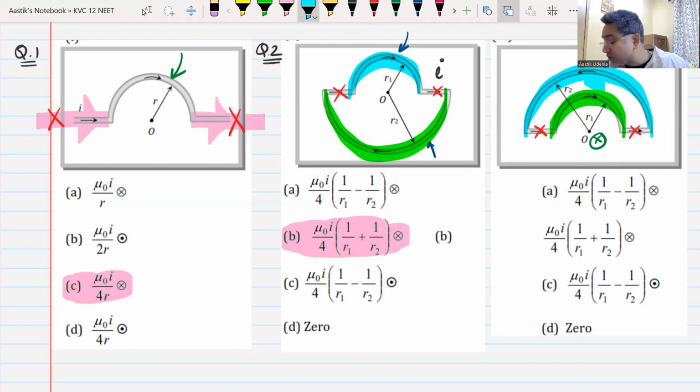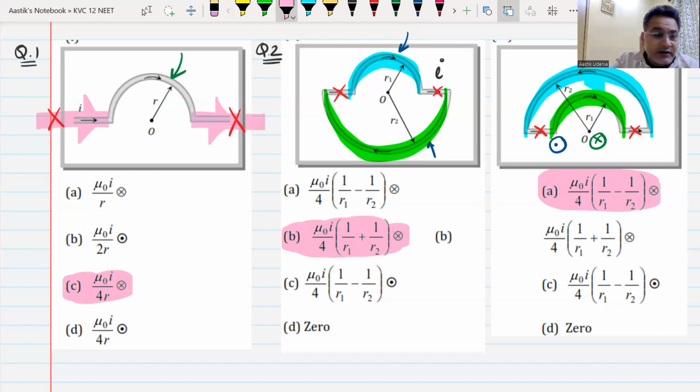Outward. Which one will be stronger? Inward or outward? Which field is stronger? Inward field or outward field? Current is same. The inward field is stronger. Yes or no? I told you inward field is stronger because it is inversely proportional to R. Inward field is stronger. So the answer would be option A, mu naught I by 4, inward minus outward, and the direction is inward. That is how we get this.